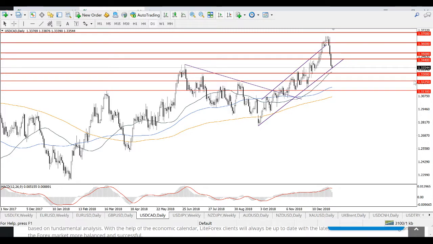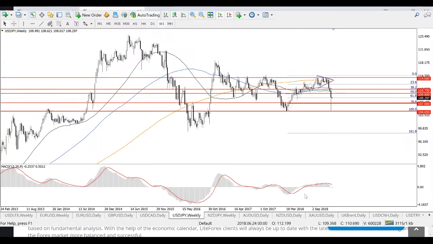And once again, I can repeat that the outlook for the actions of the Bank of Canada is positive for the Canadian dollar, and as a result confirming the negative scenario for the dollar-Canadian dollar currency pair.